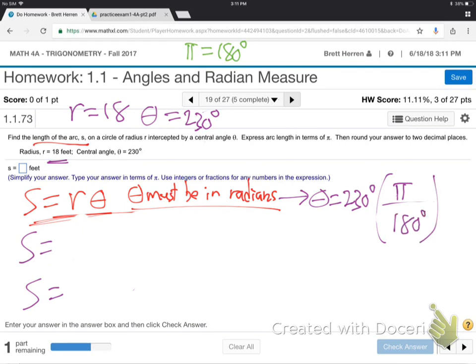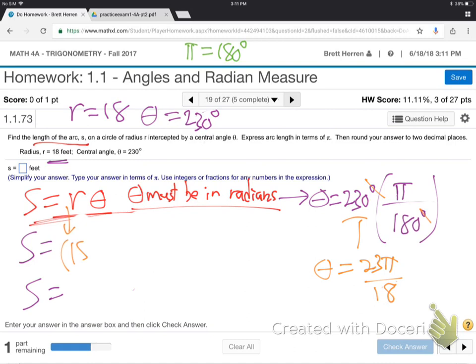180 degrees. Everybody see that? This is over 1, so degrees cancel. So theta is 230 pi over 180. Can I just cancel those zeros? I just cancel them. Is that okay? I skip that step. Just cancel the divided by 10 top and bottom, 230 and 180. 23 over 18. 23 pi over 18. Now it'll work.